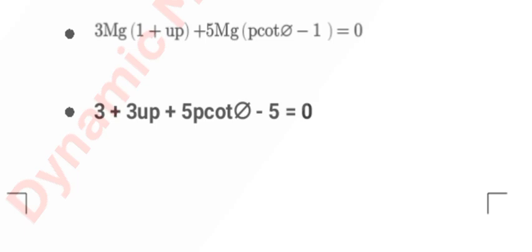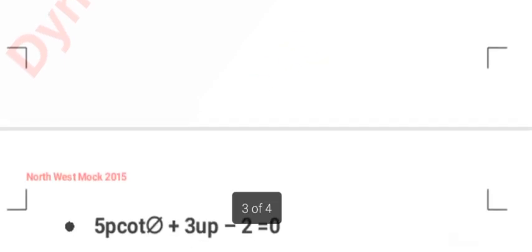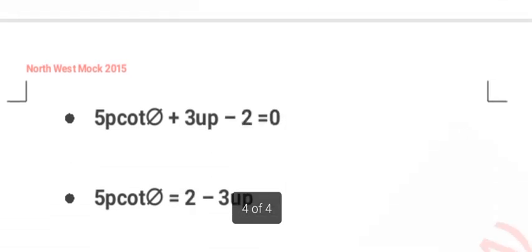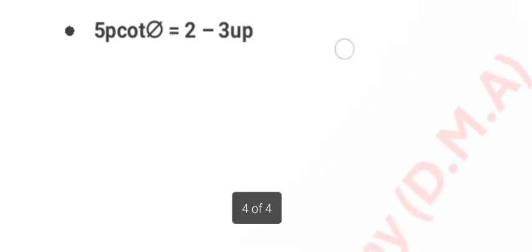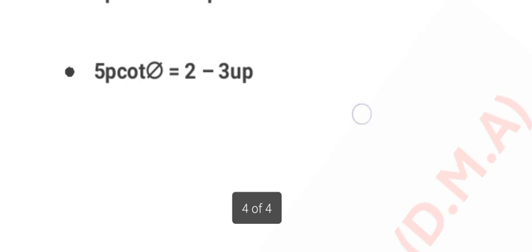From now you can bring like terms together. You realize that 3 minus 5 is -2. So you have 5P cot theta plus 3UP minus 2 is equal to 0. And from there now you have 5P cot theta is equal to 2 minus 3PU. And that's how the proof came out.